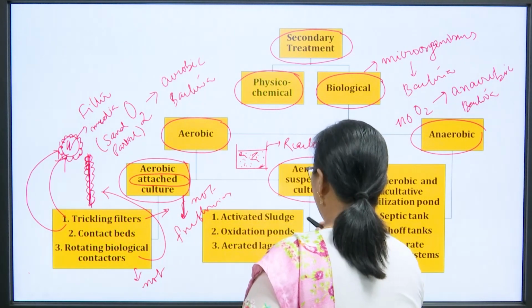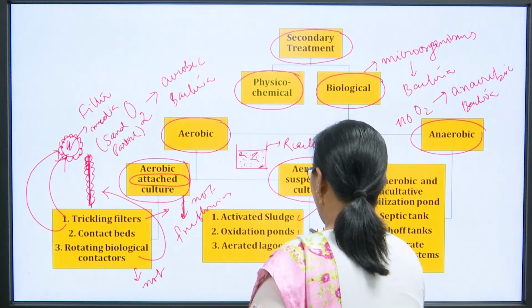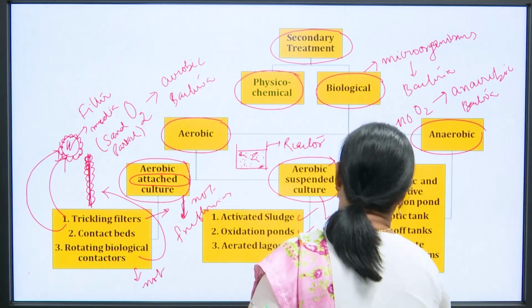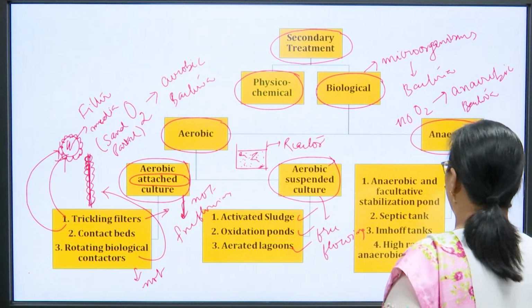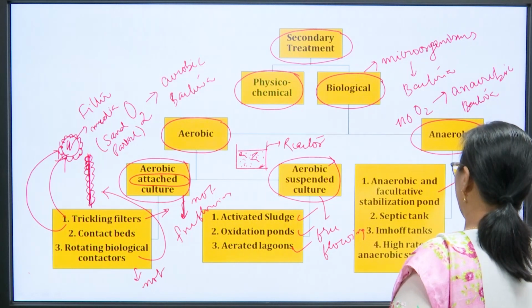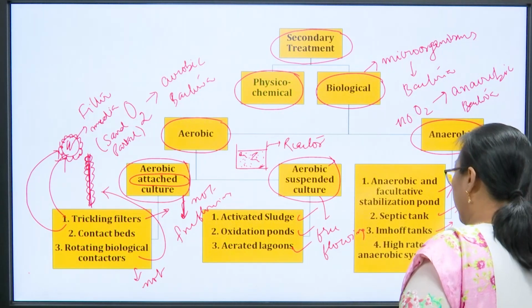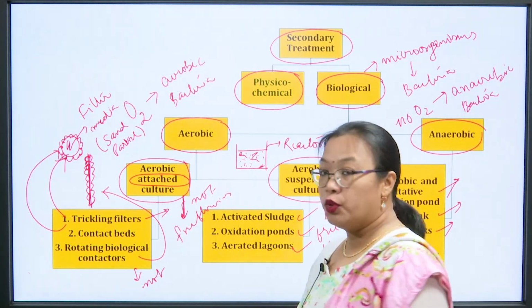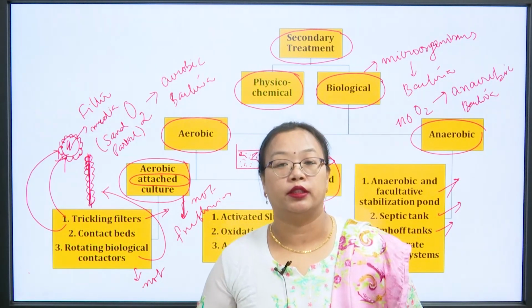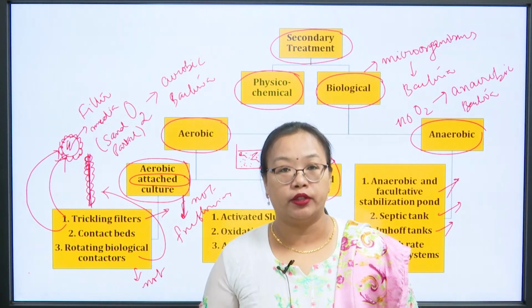So, in aerobic suspended we will have activated sludge, oxidation ponds and aerated lagoons, whereas in anaerobic, we will discuss it afterwards, we will have anaerobic and facultative stabilization ponds, septic tank, Imhoff tanks and high-rate anaerobic systems. So, we will be discussing each and every system in one lecture.